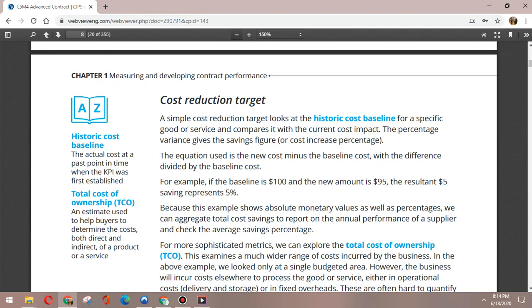What is historic cost baseline? The actual cost at the past point in time when the KPI was first established. What is total cost of ownership? An estimate used to help buyers to determine the cost, both direct and indirect, of a product or a service.